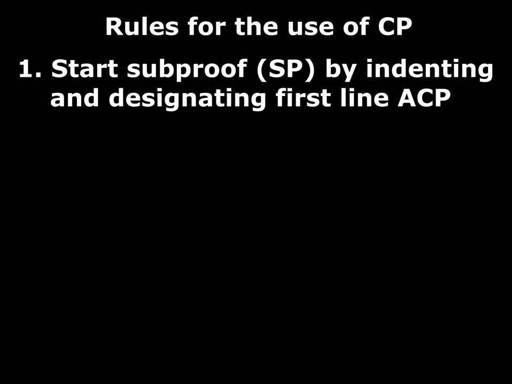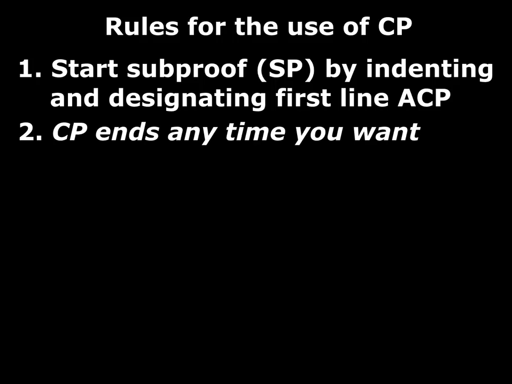All right. Now that we've introduced conditional proof and seen some examples, I want to go through some rules just to tighten the bolts up a little bit. The first thing you do, once you've decided there's a conditional you want, is start your subproof by indenting, draw the little arrow, and designate the first line as your assumption for conditional proof. And remember, your assumption for conditional proof is going to be the antecedent of the conditional that you want. Okay.